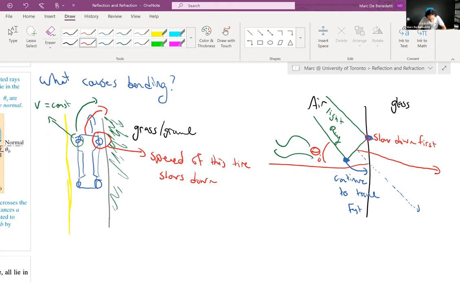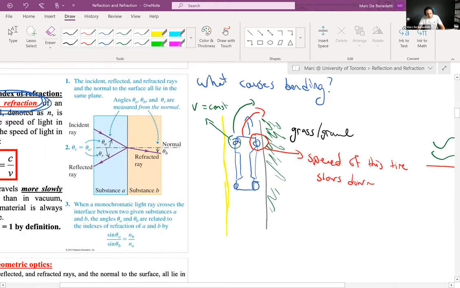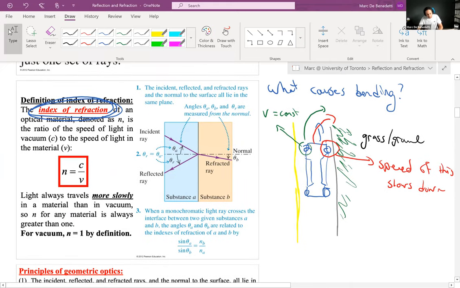That's it. So what we can do is define the index of refraction, the amount of bending that will exist, to be based on the speed of light in a vacuum. We call this value C. C is going to be 3 times 10 to the 8 meters per second. The speed of light is the speed limit of the universe. There is nothing that can travel faster than the speed of light.